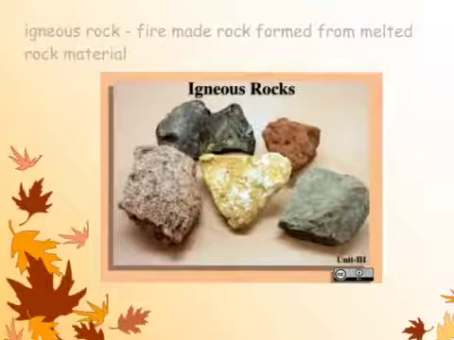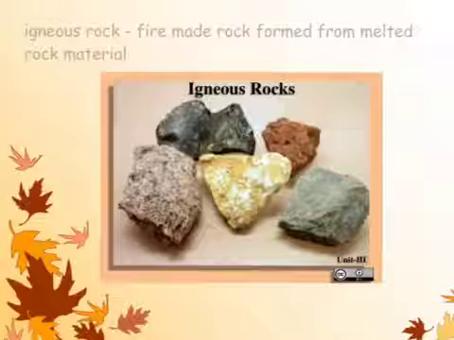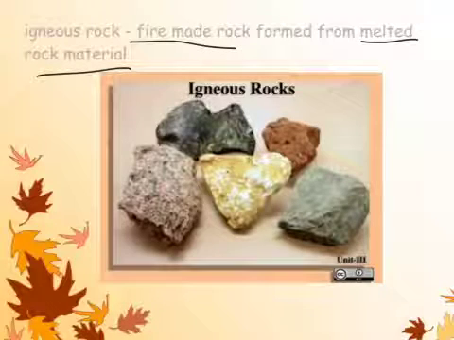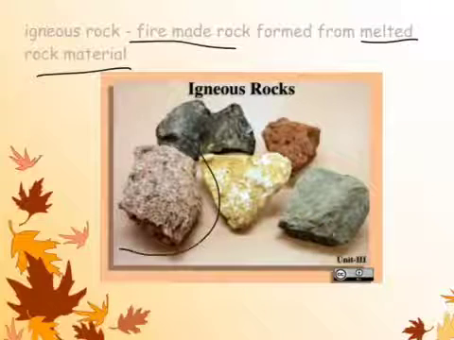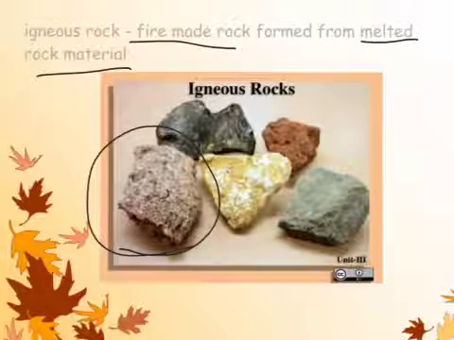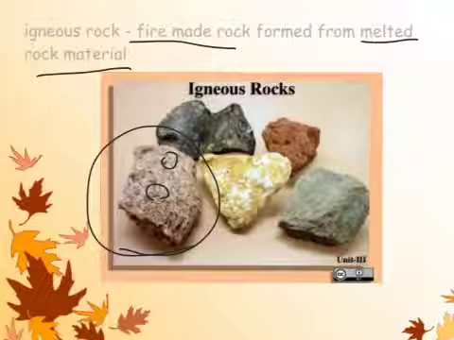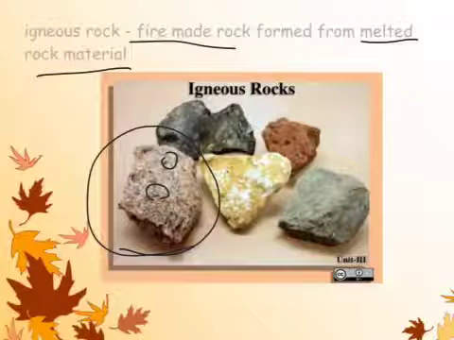Let's start looking at the different types of rocks now. The first type of rock we're going to look at is igneous rock. Igneous rock is fire-made rock, and it is formed from melted rock material. That's right, these rocks actually become liquid, and then once they cool, they become the type of rocks we have. One thing you'll notice about igneous rocks are that they have very small grains because they cool so quickly.